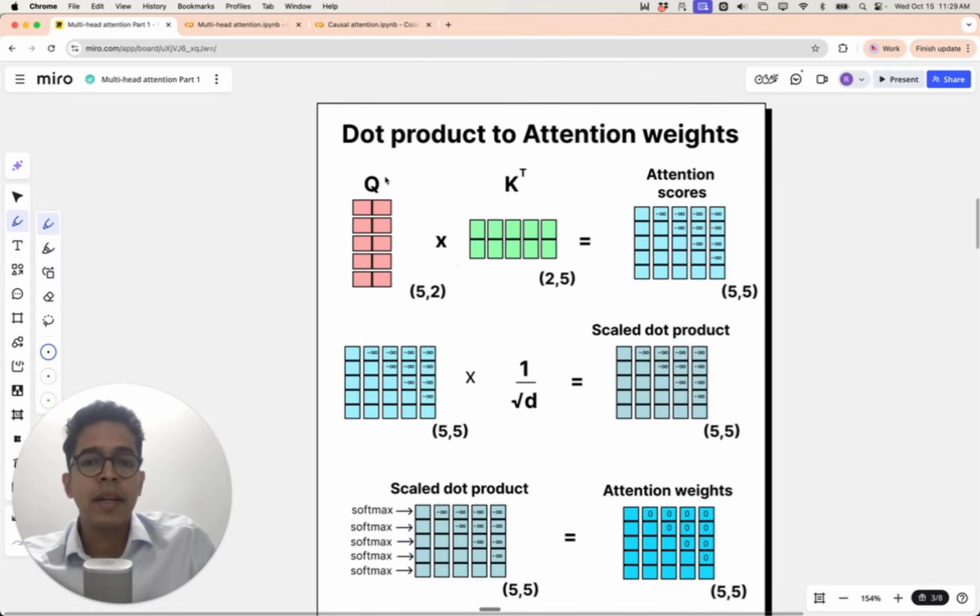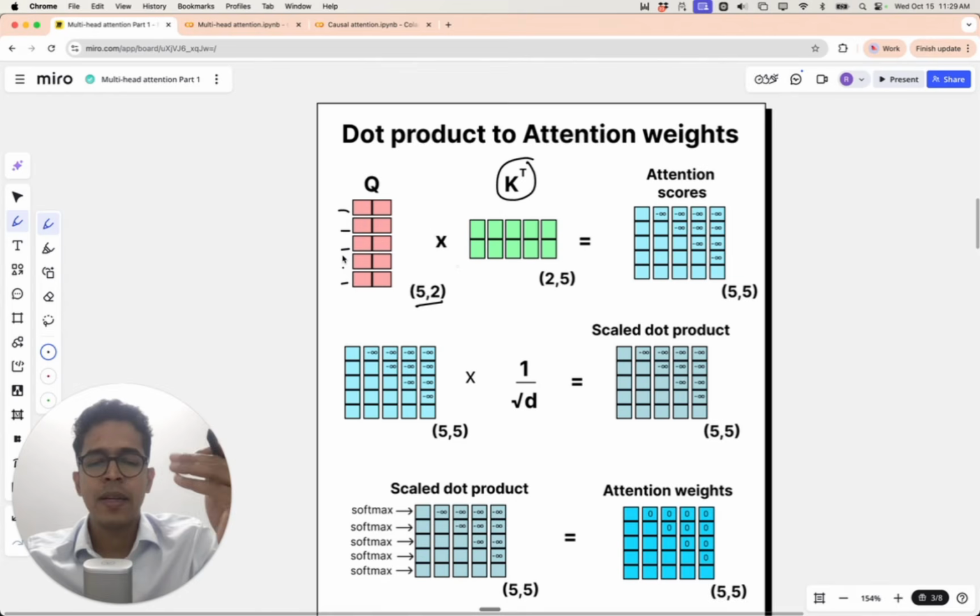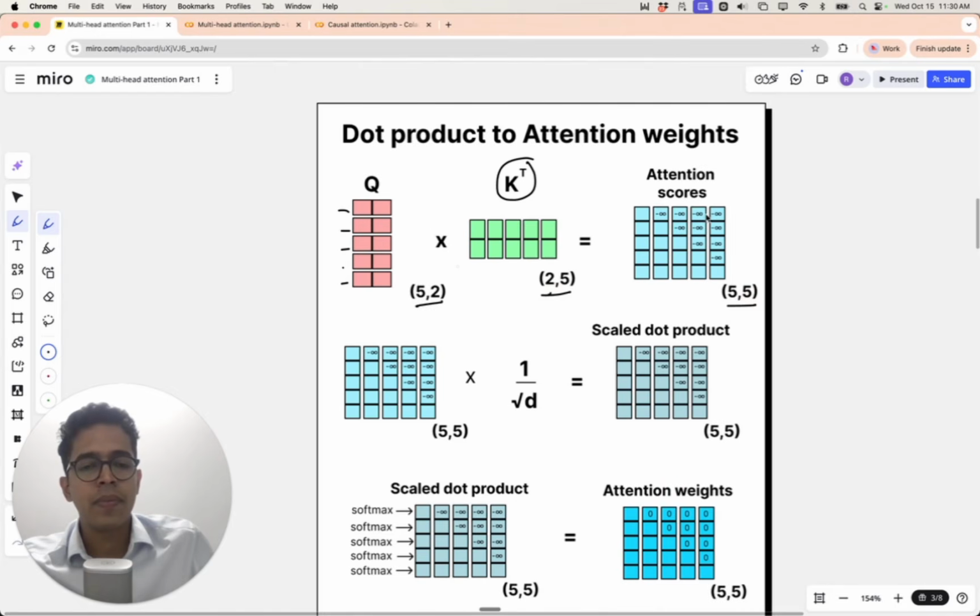You take the dot product between query and key. To get the dot product, you multiply Q with the transpose of key. Q is 5 by 2, because you have 5 input embeddings, and in the query space each of them is 2-dimensional. The transpose of key is 2 by 5. The result of this matrix multiplication will be a 5 by 5 matrix, and this is the attention scores.